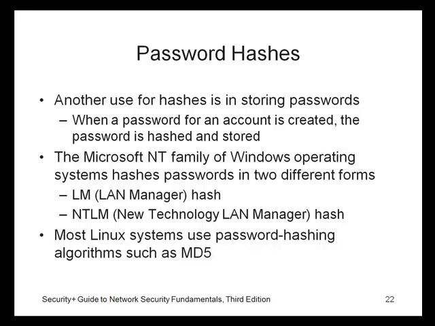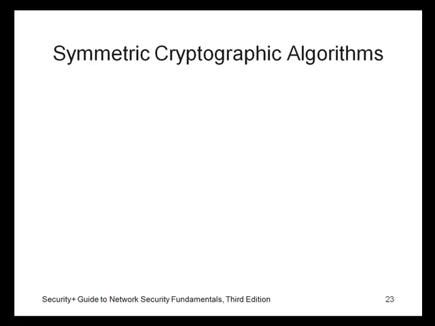Most Linux systems use password hashing algorithms such as MD5. The Linux systems use a salt in the password, a random character string that goes with it. The reason they do that is so that if I take the password file from the Linux machine and try to crack it from someplace else, I don't have the salt. So it makes it much more difficult, nearly impossible to do that. Apple uses SHA-1 hashes.